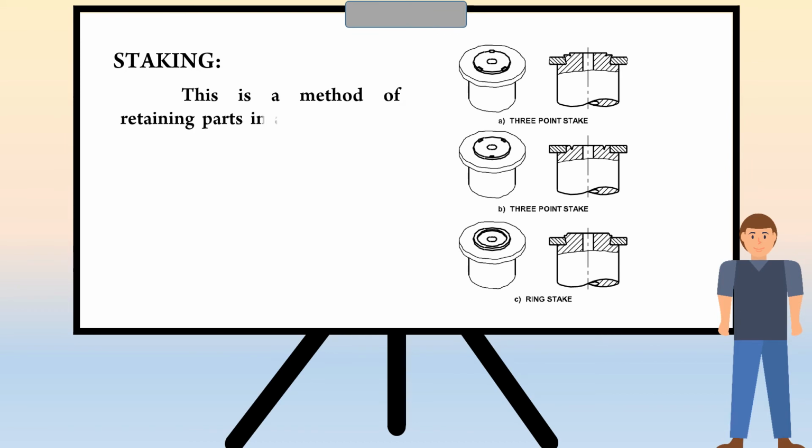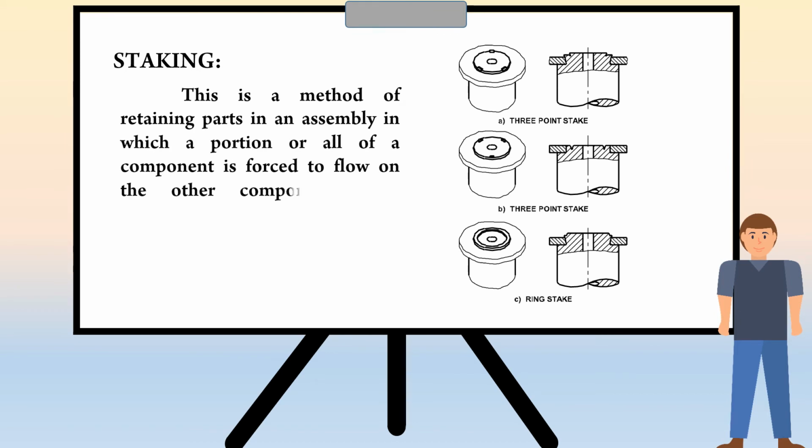Now, we are going to see the third method of assembly technique, staking. This is a method of retaining parts in an assembly in which a portion or all of a component is forced to flow on the other component. This increases the efficiency of the fit.